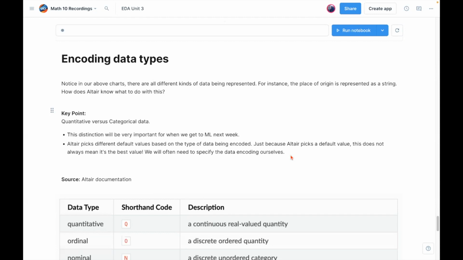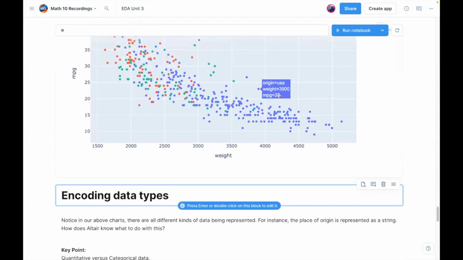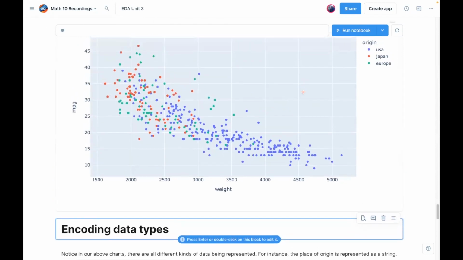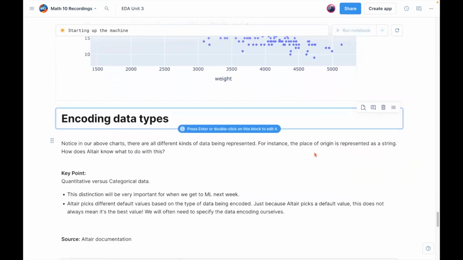Again, the focus of this unit is on plotting for data science, and in this video we're going to talk about encoding data types. You might remember from the previous videos we were plotting the MPG dataset from Seaborn, and we were making a plot that had weight along the x-axis, miles per gallon along the y-axis, and place of origin as the color.